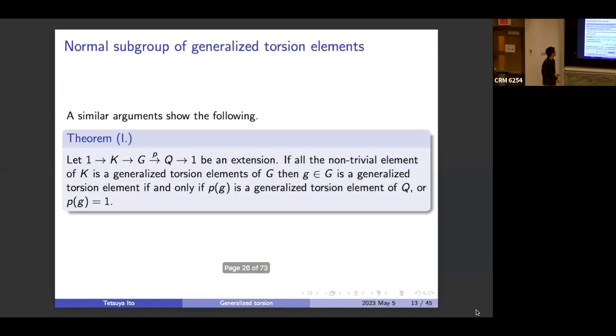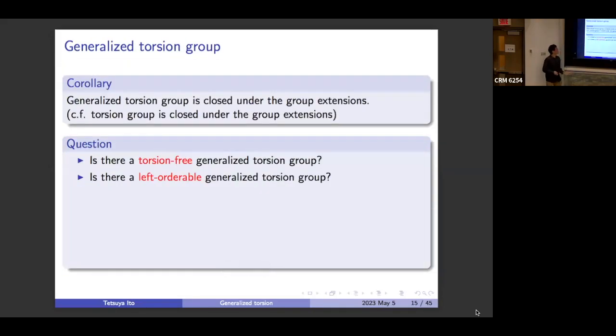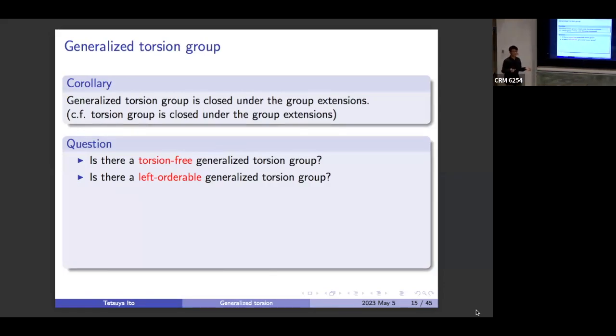And as a corollary, this theorem says that generalized torsion groups are closed under group extension. This is a generalization of the well-known fact that torsion groups are closed under extension. So a generalized torsion group is a generalization of a torsion group. It raises many natural problems which I cannot solve yet. Is there a torsion-free generalized torsion group?